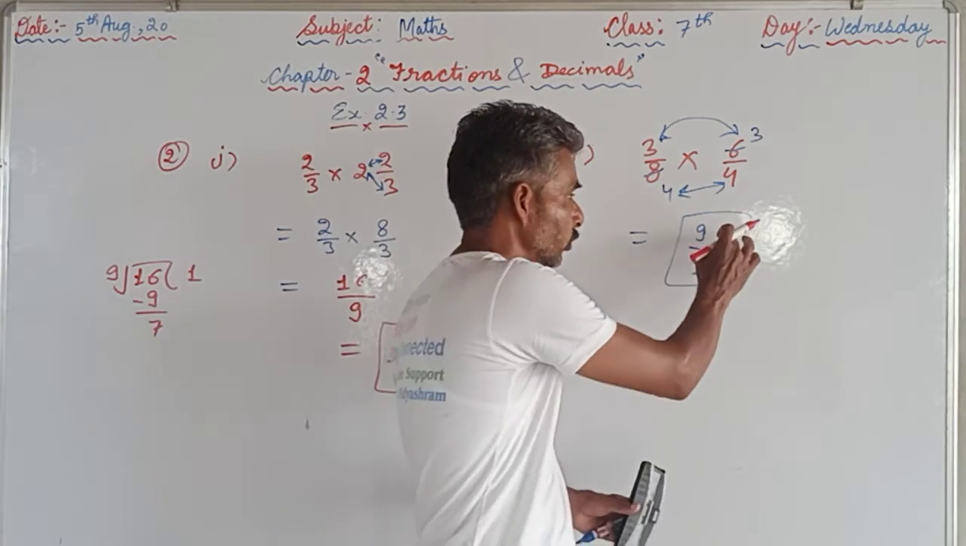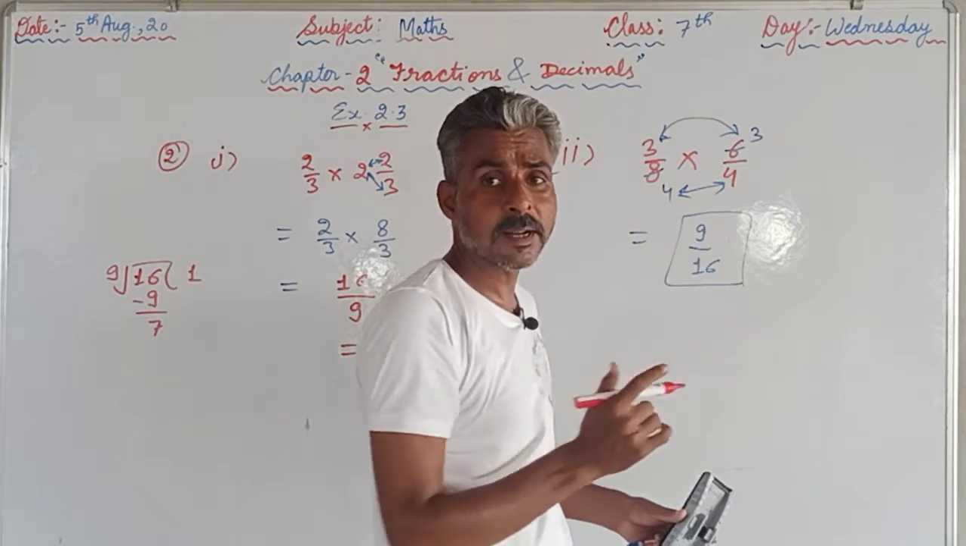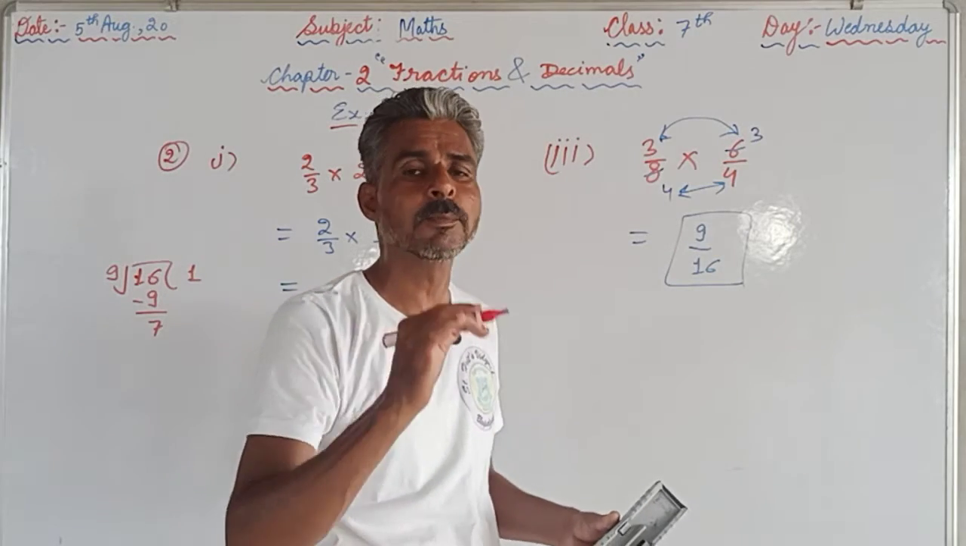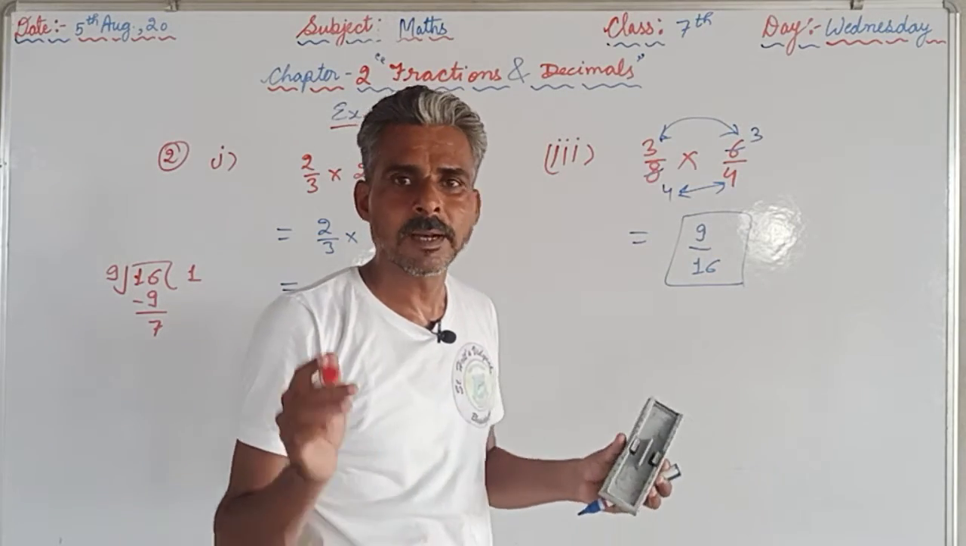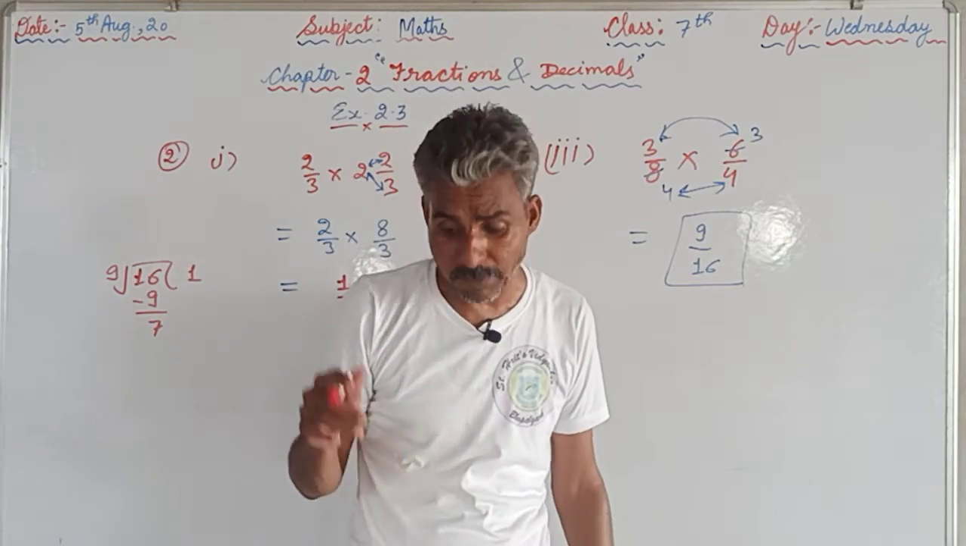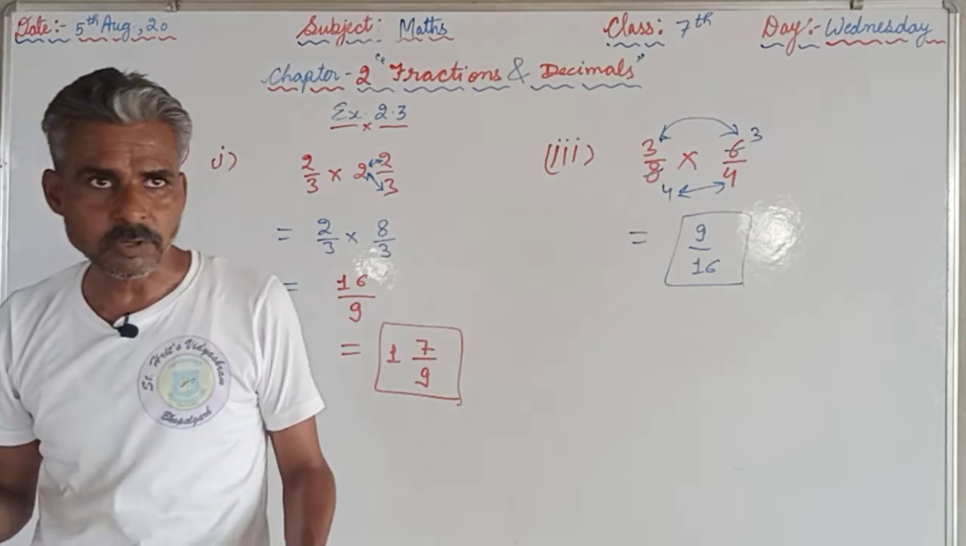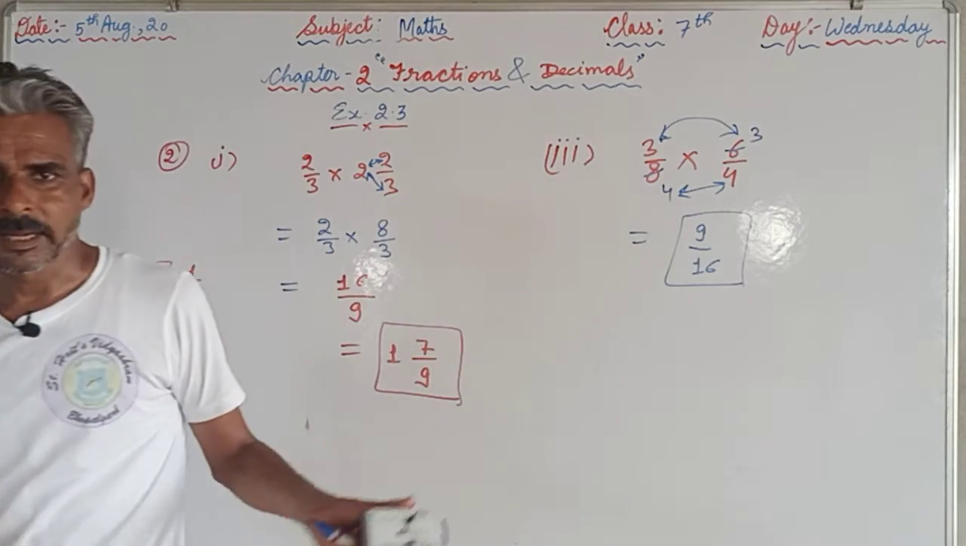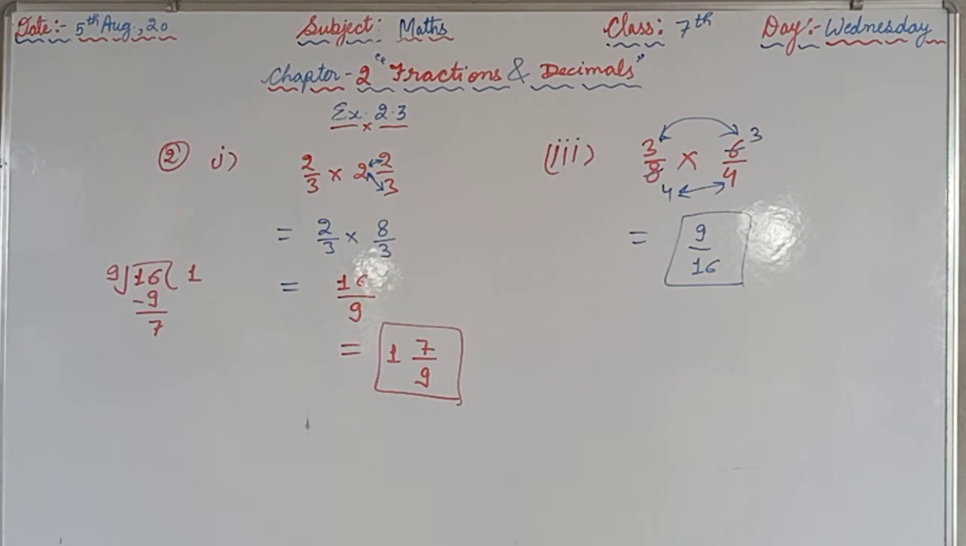If two numbers are there, that numerator and denominator are coming in the same numbers table, then we are supposed to cut those numerator and denominator, or we are supposed to divide the numerator and the denominator by the same number if they are divisible, and if they are not divisible, then the answer is there only, we cannot do anything in that. Now the next question is question number 3.